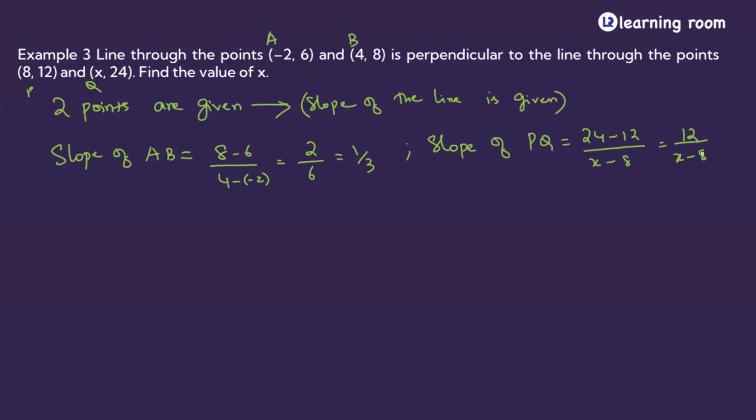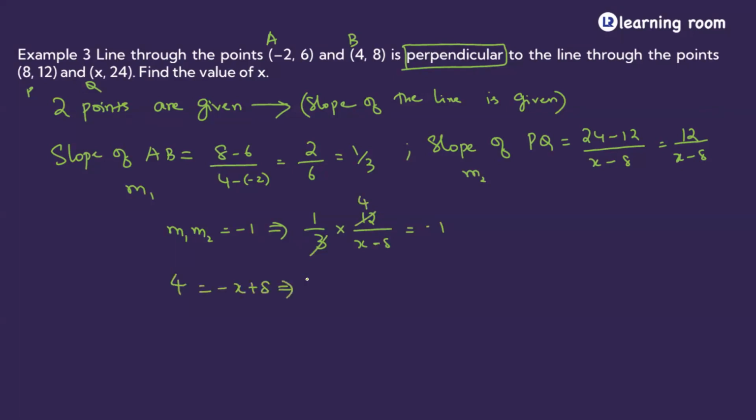Okay. Now what are they saying? These two lines are perpendicular to each other. What is the condition for perpendicularity? If I take this slope to be m1 and this slope to be m2, the product of the slopes should be minus 1, which implies 1 by 3 into 12 divided by x minus 8 is supposed to be minus 1. So 3 will cancel this 12 4 times. So 4 is equal to minus x plus 8, which implies x is equal to 8 minus 4, which is 4. And that's the answer. Clear?